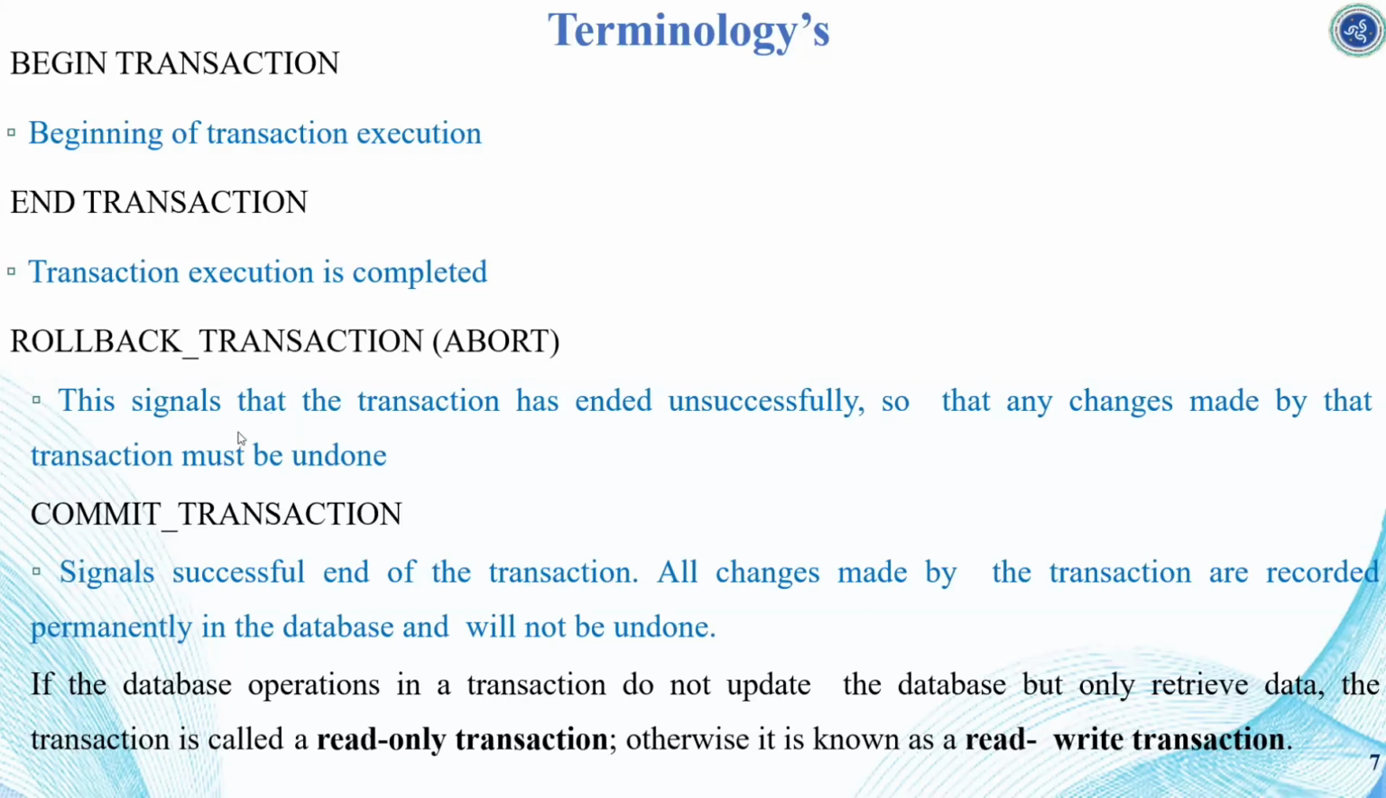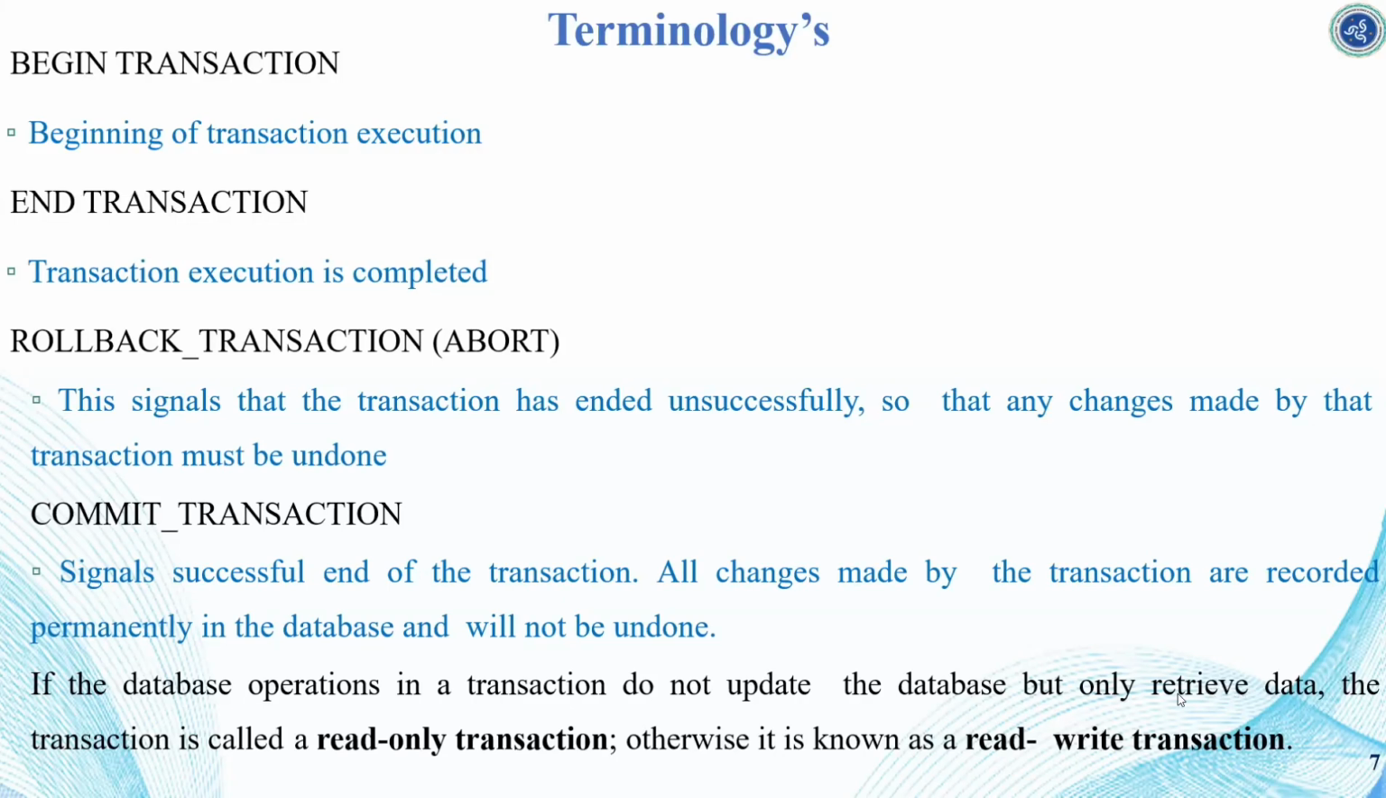Next one is commit transaction. This signals a successful end of the transaction: after all the processes in a transaction have been successfully done, we can save all the changes to the database permanently. That is called a commit.